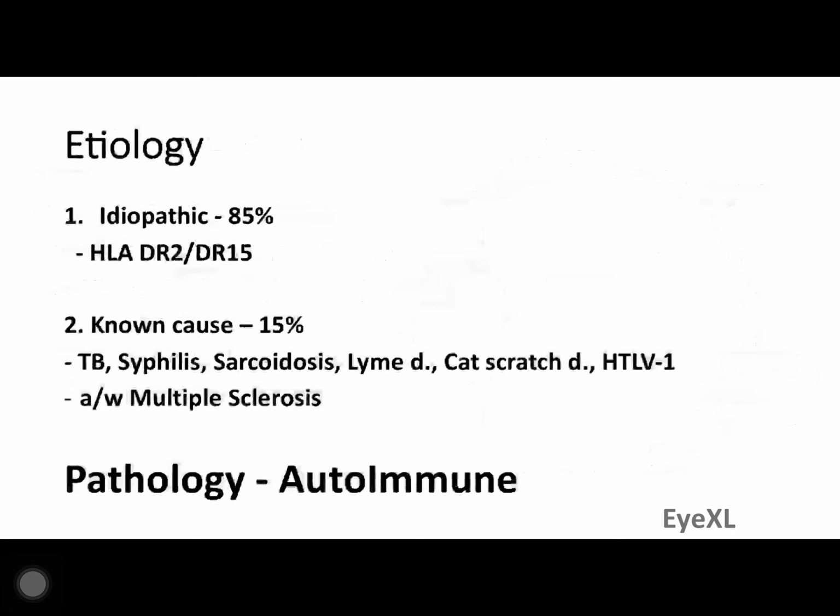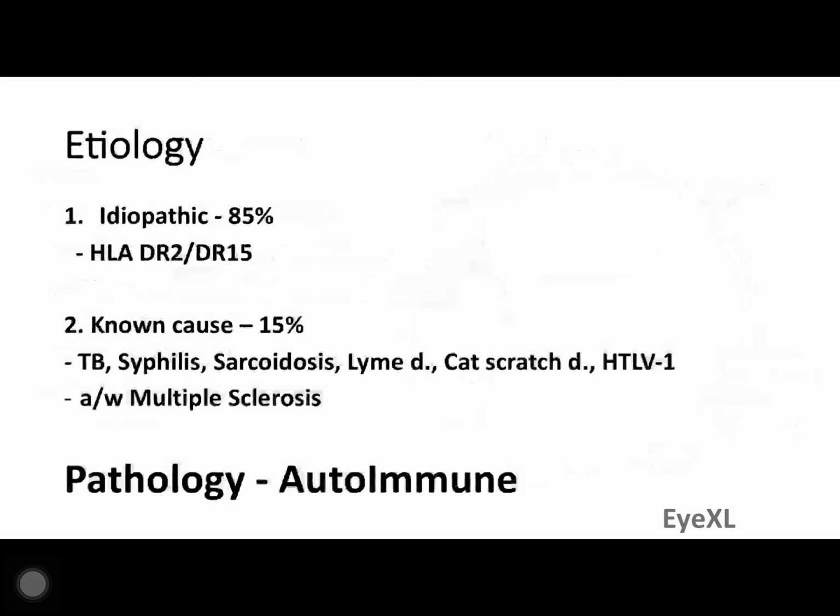So what causes intermediate uveitis? It is mostly idiopathic. 85% of cases are idiopathic, and an association is seen in these idiopathic cases with HLA-DR2 or HLA-DR15. Sometimes there is a known cause, in about 15% of the cases. In a country like India, tuberculosis is very common, so that has to be one of the differentials when you're considering intermediate uveitis. The other common causes across the world are syphilis, sarcoidosis, Lyme's disease, cat scratch disease. Lyme's disease is caused by Borrelia burgdorferi, and HTLV-1, that is human T lymphotropic virus 1. A little bit of a tongue twister.